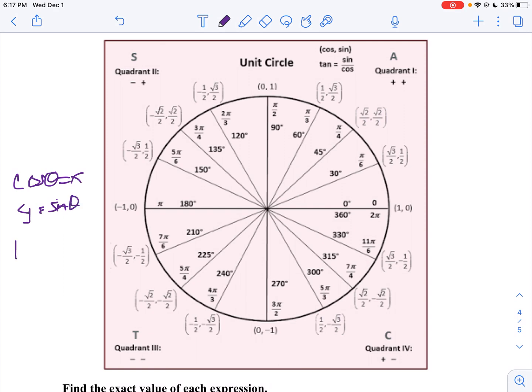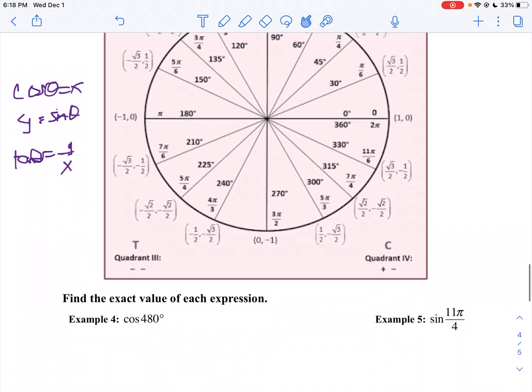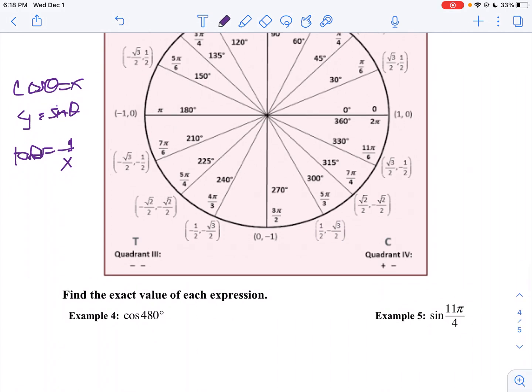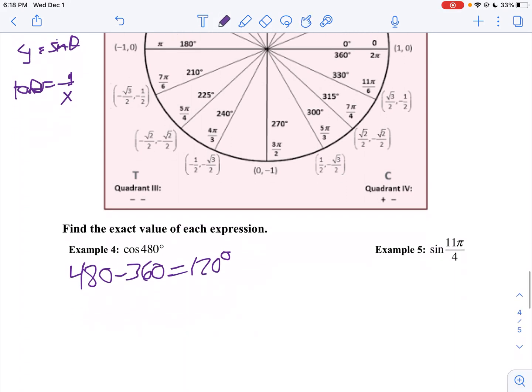And then if you want to find the tangent of your angle, you're going to take y divided by x. Now, it's periodic, which means it repeats. So if I look at the cosine of 480 degrees, notice that's more than one rotation around, isn't it? So first off, if I take 480 minus 360, I get 120 degrees. So the cosine of 480 is exactly the same as the cosine of 120.